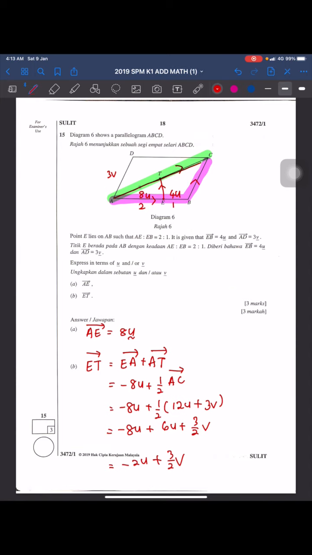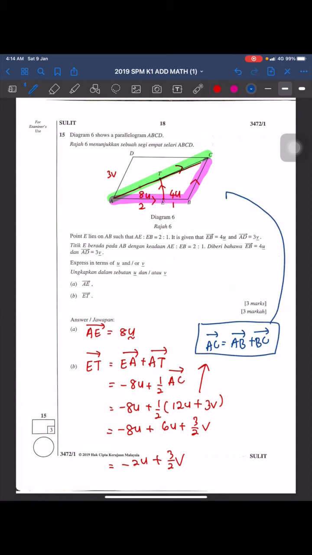So untuk soalan ni, trik dia adalah pada di sinilah AC. Okay, so student kena tahu, okay, AC sebenarnya adalah AB plus BC. Okay, cikgu tulislah di sini. Okay, so we know that AC is equals to AB plus BC. Okay, so untuk vector ini, try to find the information from the diagram. Okay, so kita boleh dapat lah. Okay, so that's it for number 15.